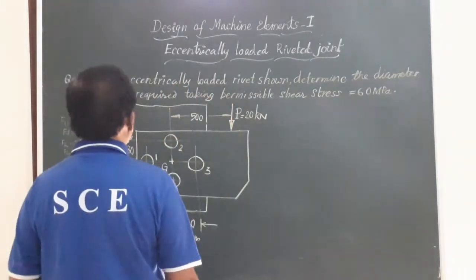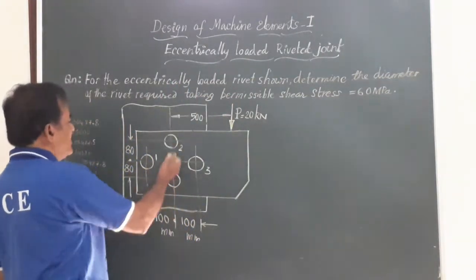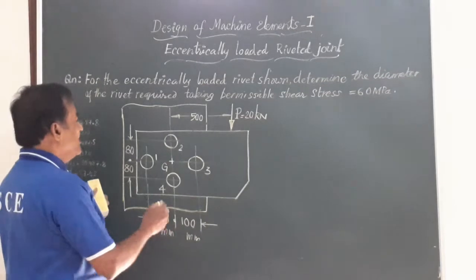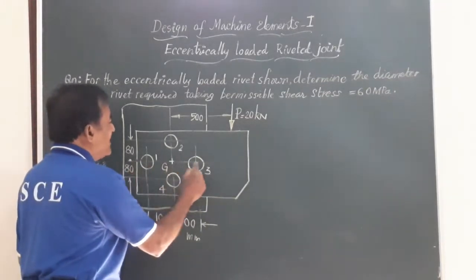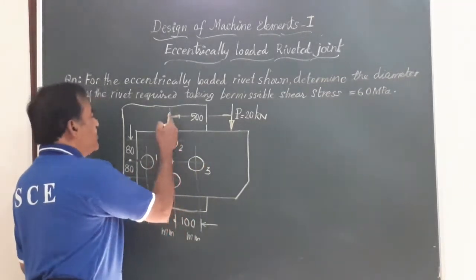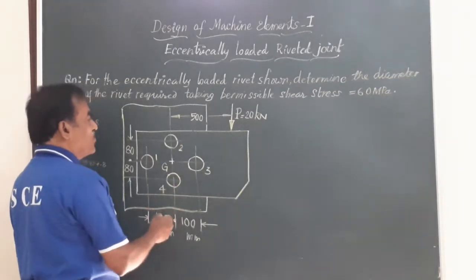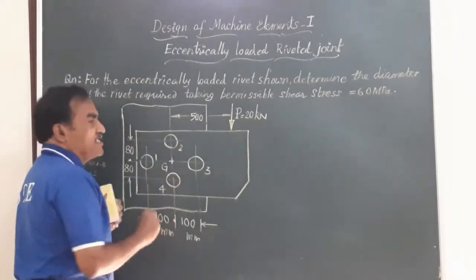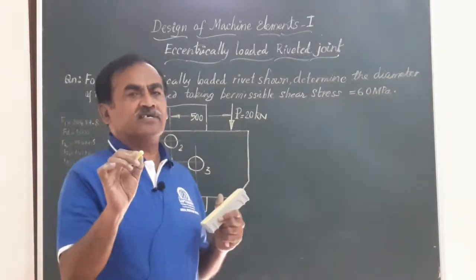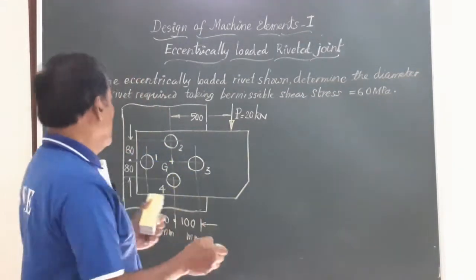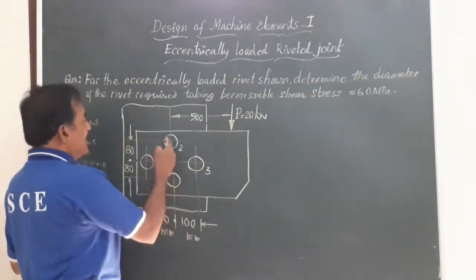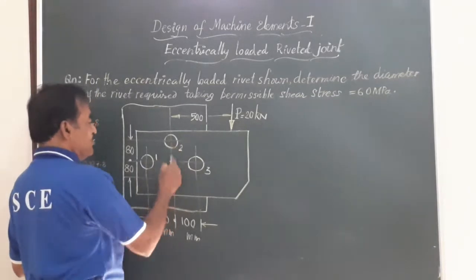Friends, here as usual, if you observe the system of rivets, this is symmetrical about the horizontal line, and symmetrical about this vertical line through rivet number 2 and 4, and hence the G, the center of gravity or the centroid of the system, lies at G, which is the line of intersection of these two.